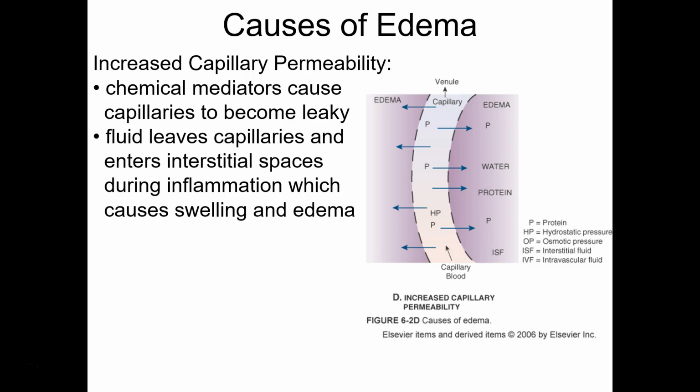The second cause is increased capillary permeability. We saw this already because this happens with inflammation due to the release of histamine. It makes the capillaries leaky so that more fluid can come out, and we know that edema is one of the local signs of inflammation, and so that can help immobilize an area, for example, that's been injured.